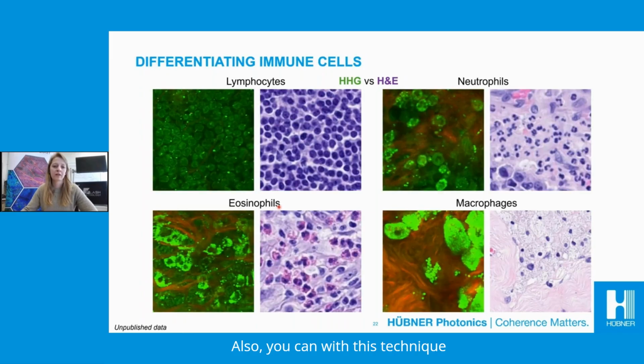Also, with this technique, you can differentiate different immune cells. So for example, here you see lymphocytes, which are smaller cells. Then here you see neutrophils and eosinophils, which have in their cells sort of lobules. So you see these lobular structures. This can also be seen on the standard histology, similar in eosinophils. And the macrophages are these big cells with a smaller cell nucleus.